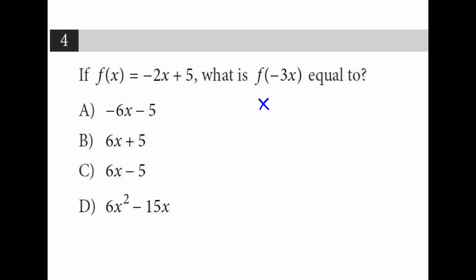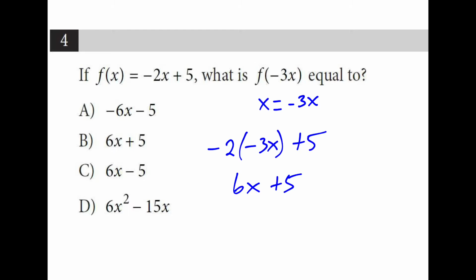For this one, we just plug in for x, negative 3x. So negative 2 times negative 3x plus 5. If you multiply those, the negatives cancel out, and we end up with 6x plus 5, B.